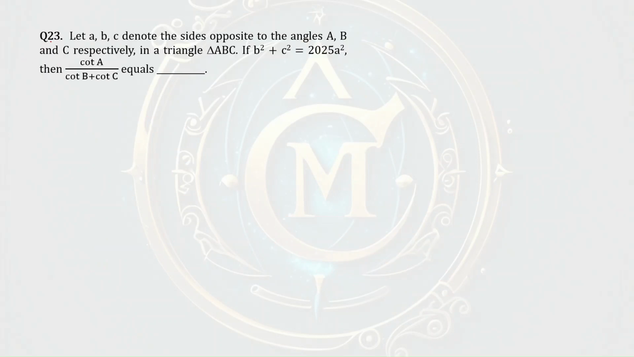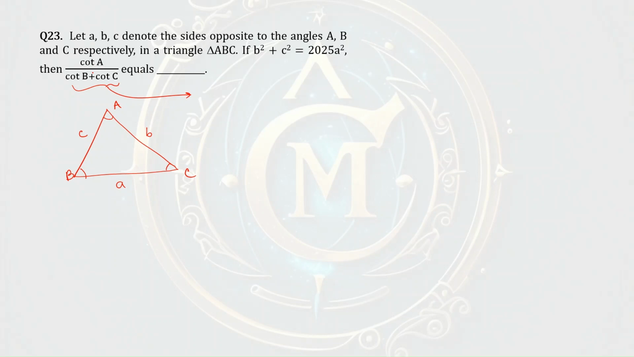This is the next question. It says let a, b, c denote the sides opposite to the angles A, B, C respectively in a triangle ABC. So the triangle is like this. This is the angle A, this is the angle B, this is the angle C, and this is the side a, this is the side b, this is the side c. If b square plus c square equals 2025 a square, then cot A by cot B plus cot C equals what?